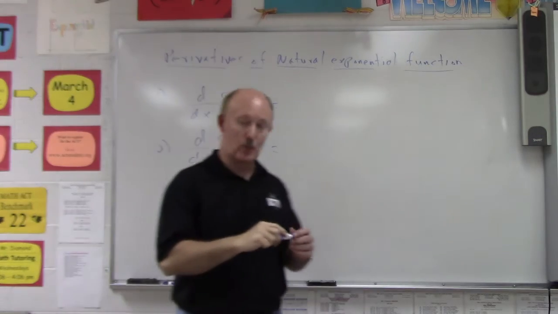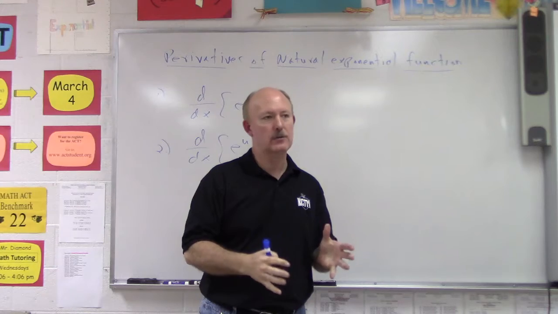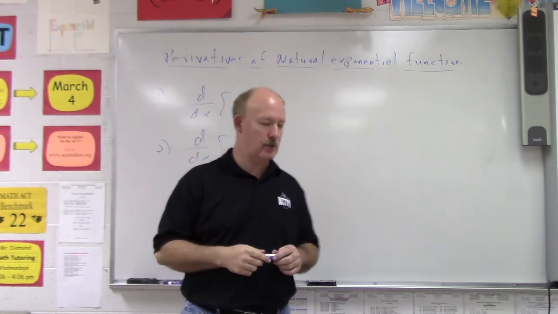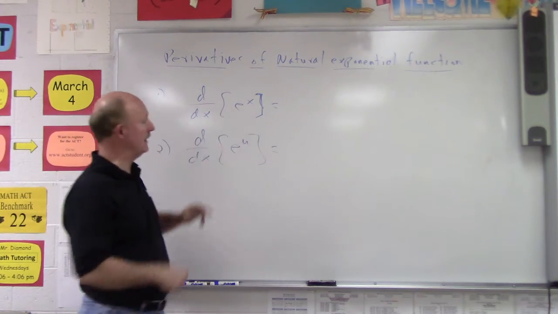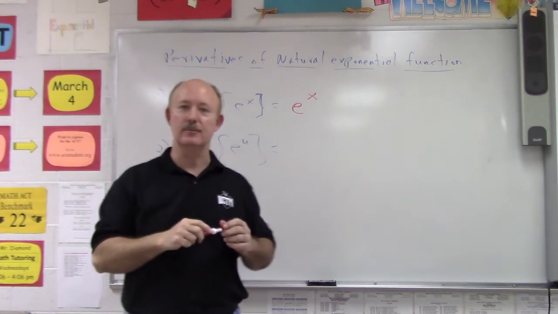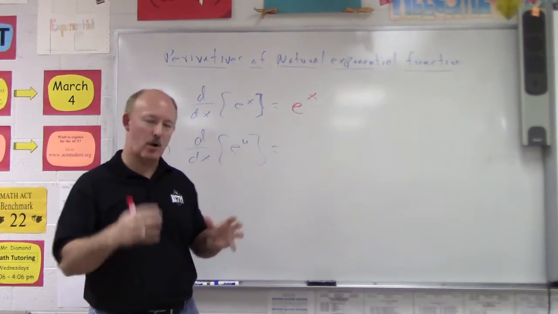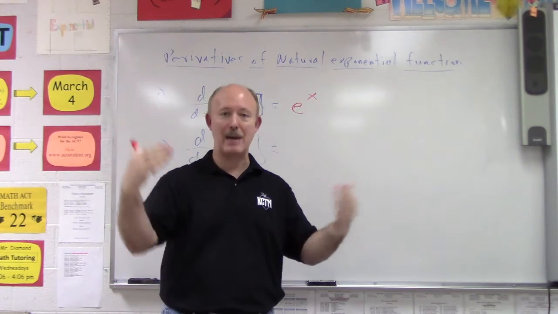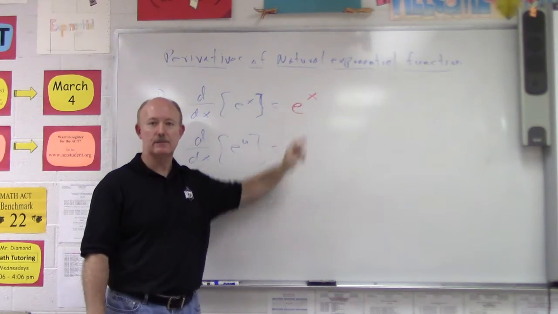Needless to say, when you work with these e functions and take their derivatives, there's a lot of u substitution you have to do. So here goes. The derivative of e to the x is itself, e to the x. That makes it really simple. As far as I know, that is the only function in all of mathematics that is its own derivative. So the derivative of e to the x is e to the x.